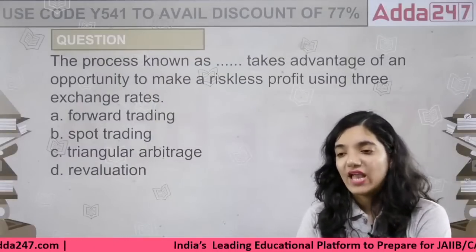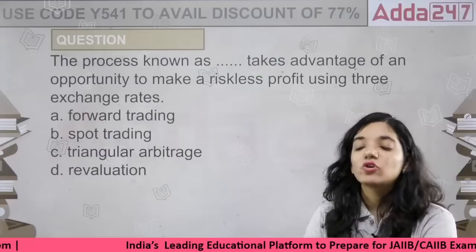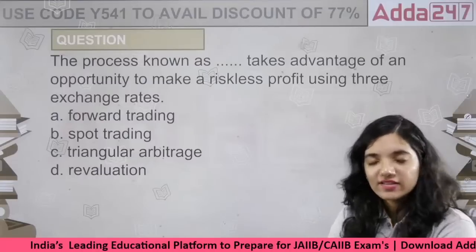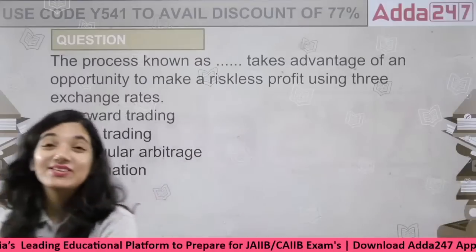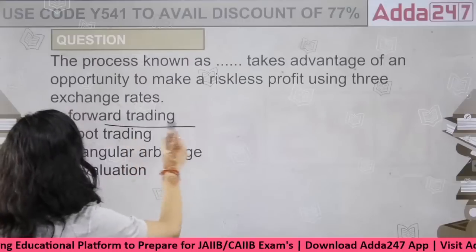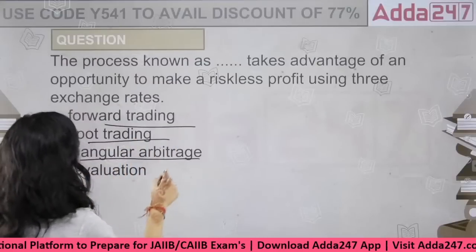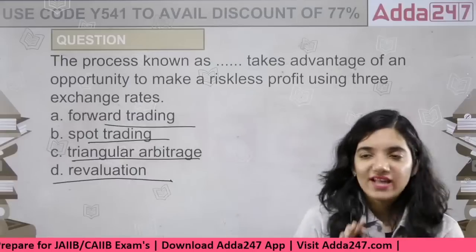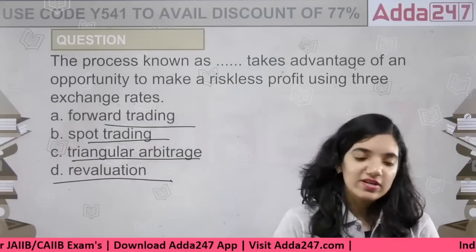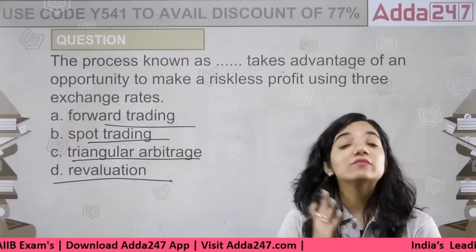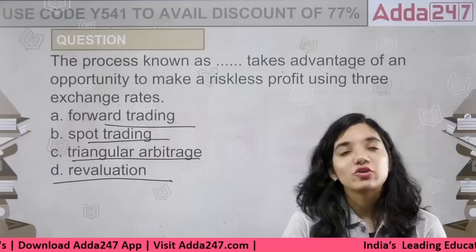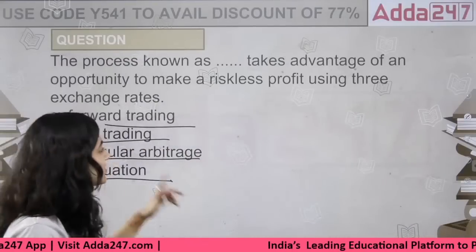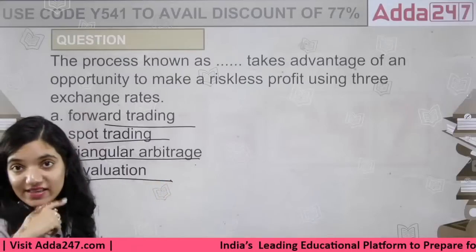Now the next point to be learned is the process known as dash takes the advantage of the opportunity to make a riskless profit using 3 exchange rates. Under this method, in terms of the forex, they are using 3 different exchange rates: forward trading, spot trading, triangular arbitrage, or revaluation. Spot trading means whatever the price at the mark to the market, whatever is going on in the market, we take that particular price. In terms of forward trading, we find the value which is going to occur in the future. We have a contract there.